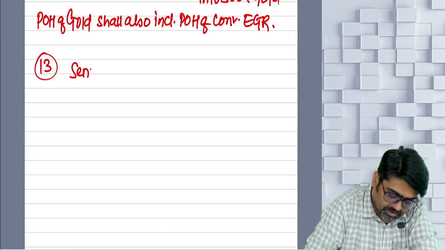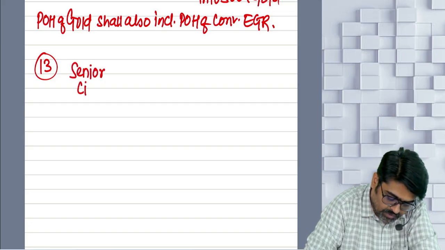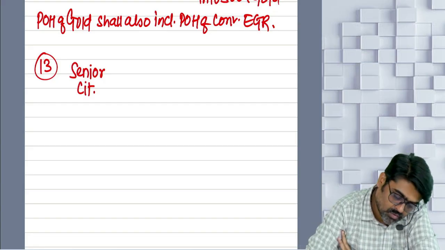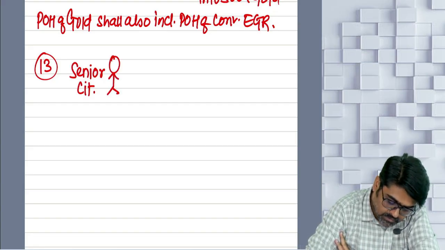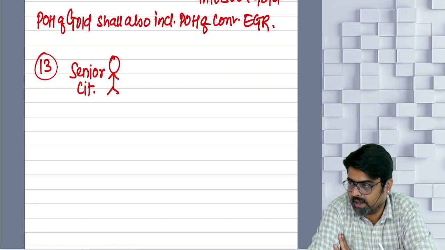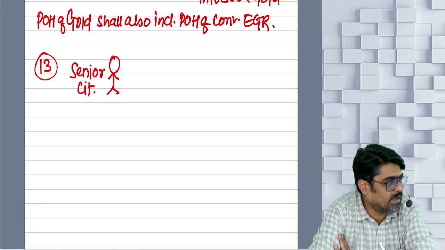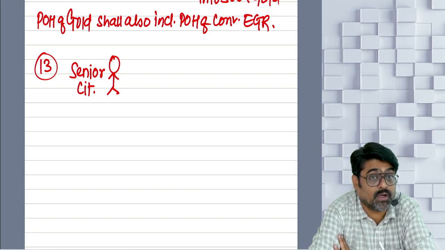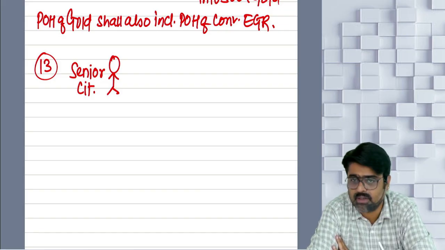This is a senior citizen. Who is this? You know now who is a senior citizen, guys? A person whose age is 60 years or more at any time during the year and who is a resident. That person is a senior citizen.